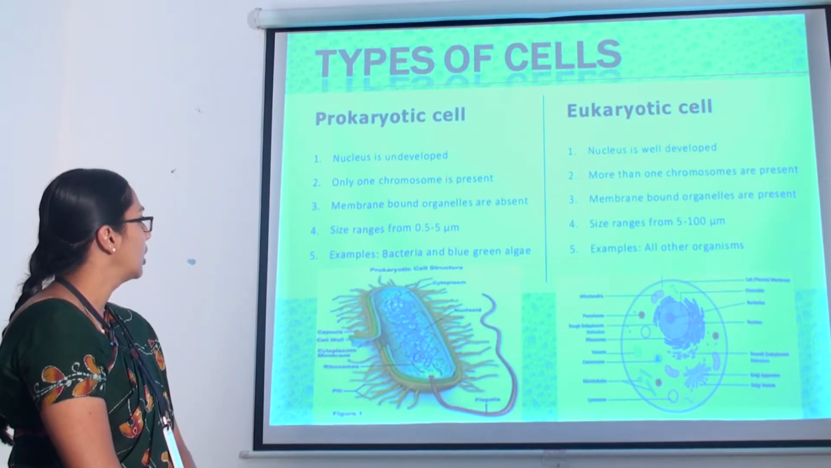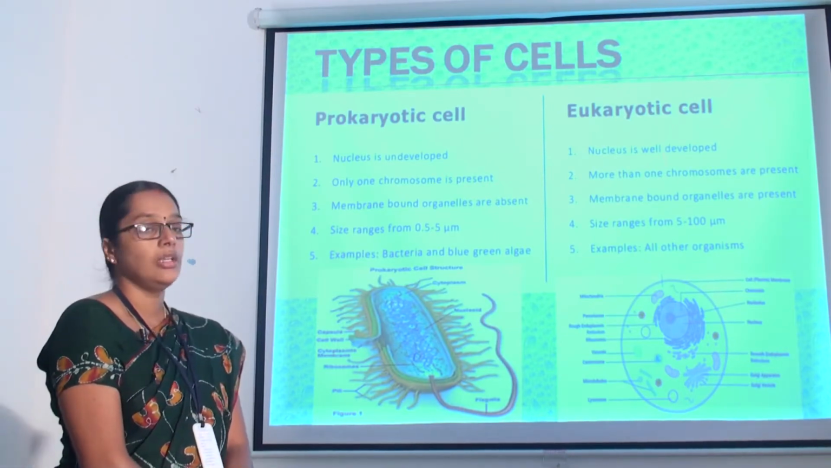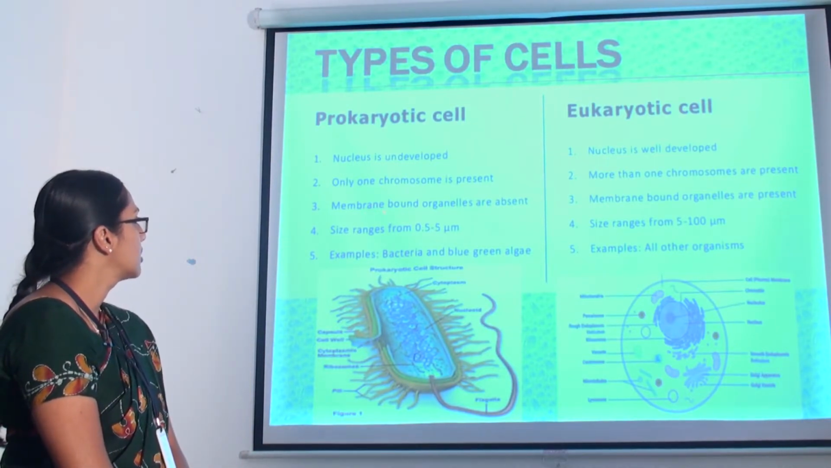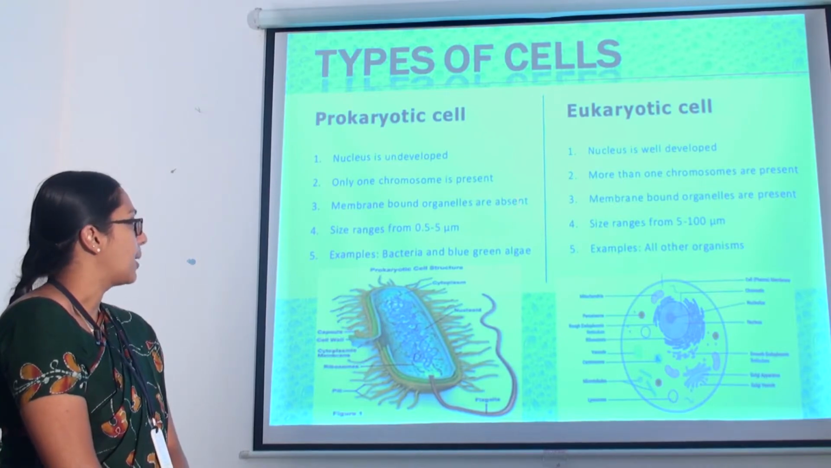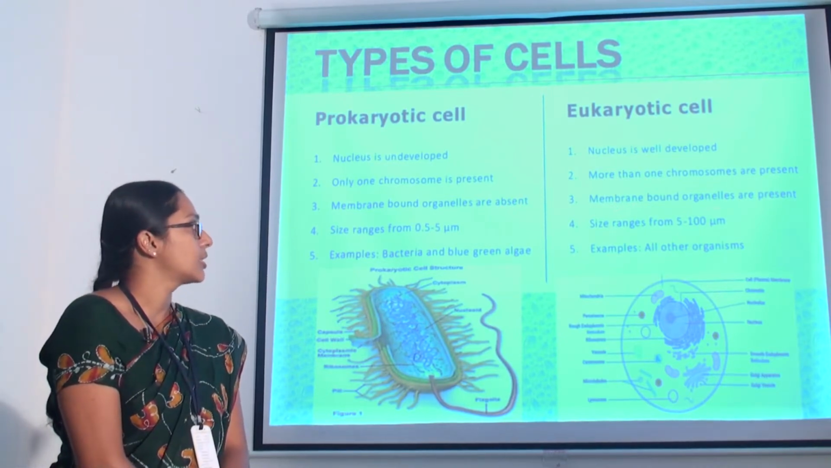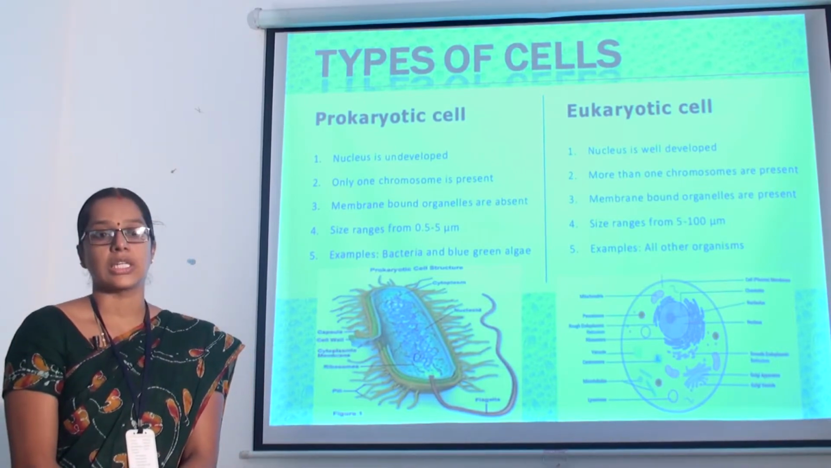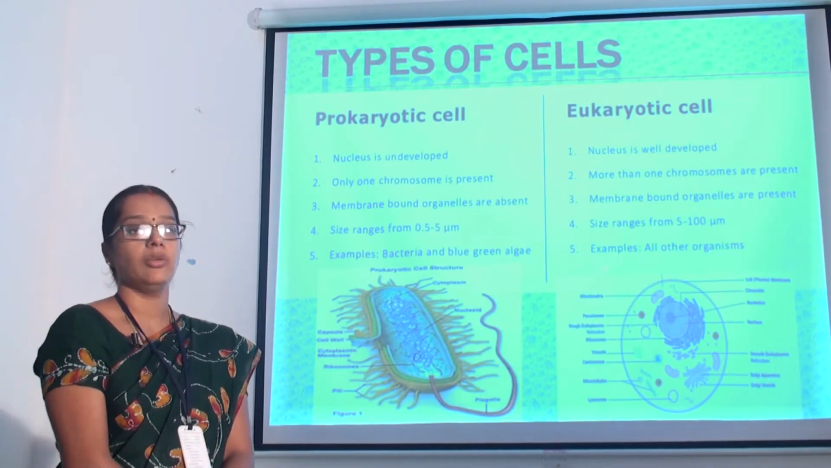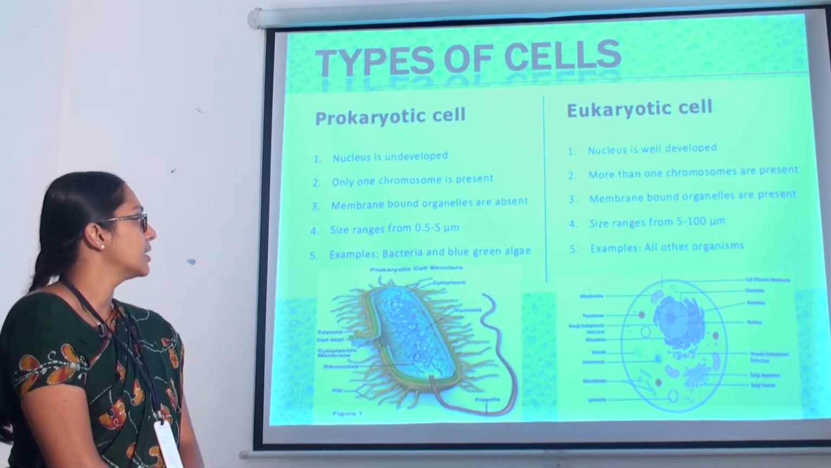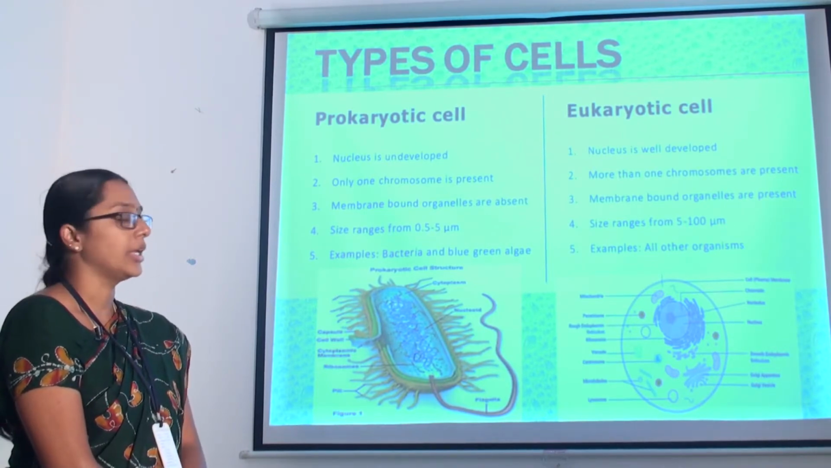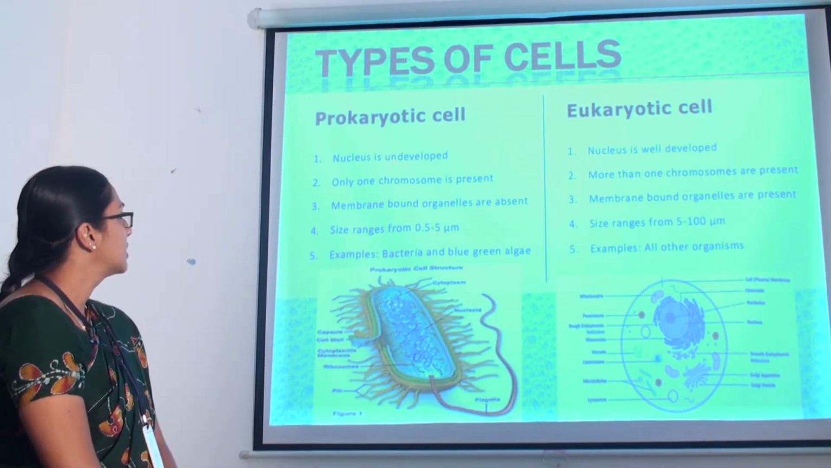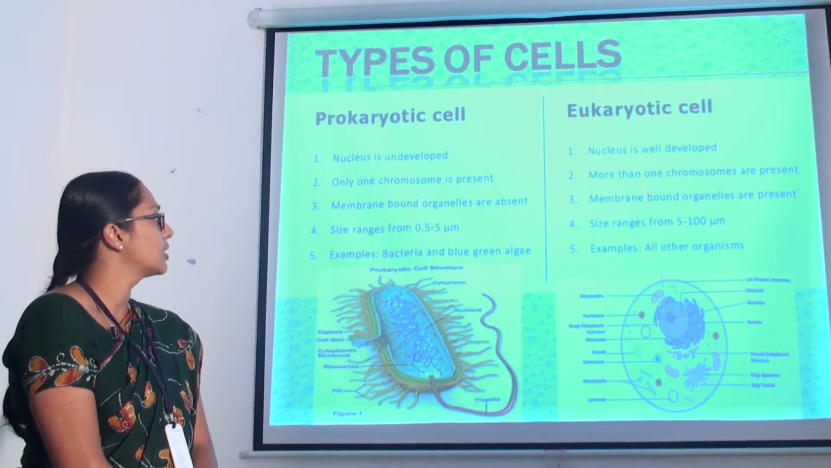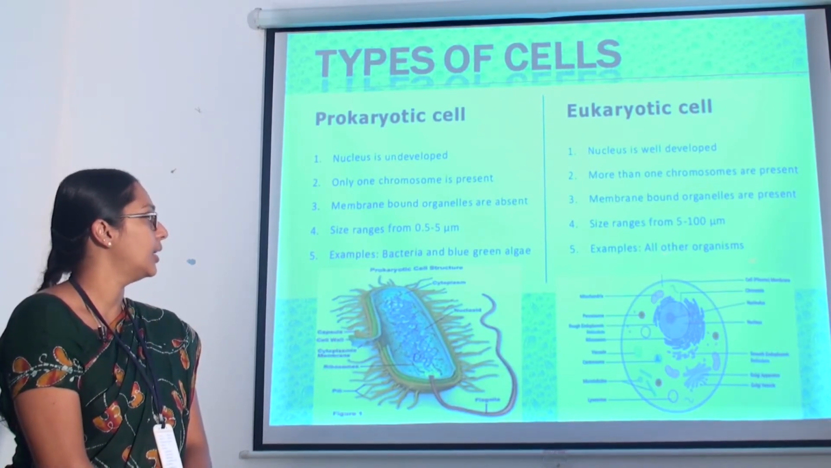In prokaryotic cells, only one chromosome is present. In eukaryotic cells, more than one chromosome is present. In prokaryotic cells, membrane-bound organelles are absent. In eukaryotic cells, membrane-bound organelles are present. The size of prokaryotic cells ranges from 0.5 to 5 micrometers. The size ranges from 5 to 100 micrometers in eukaryotic cells. Examples of prokaryotic cells are bacteria and blue-green algae, and eukaryotic cells are all the other organisms.